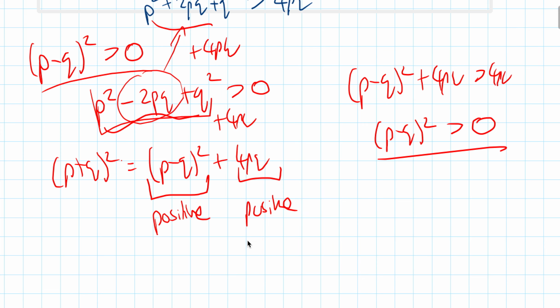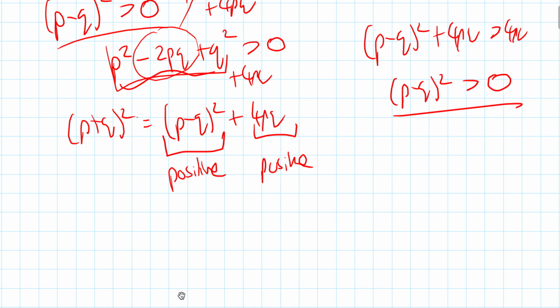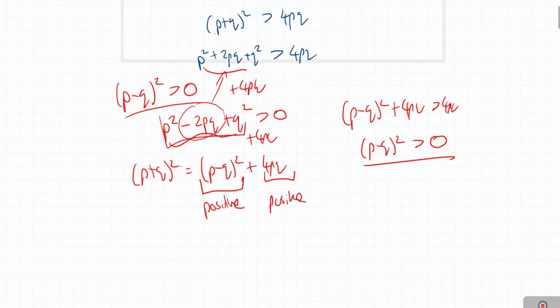So therefore (p + q)² is going to be greater, but we therefore, from here, we can say that (p + q)² is going to be greater than or equal to 4pq.